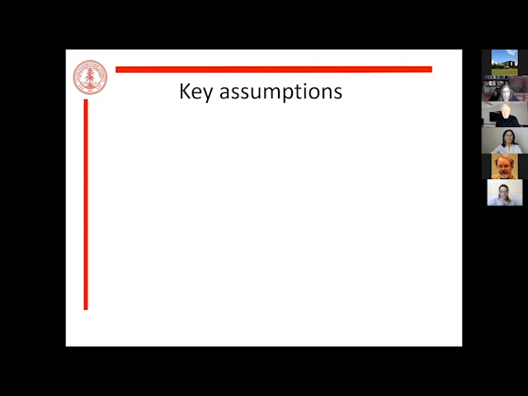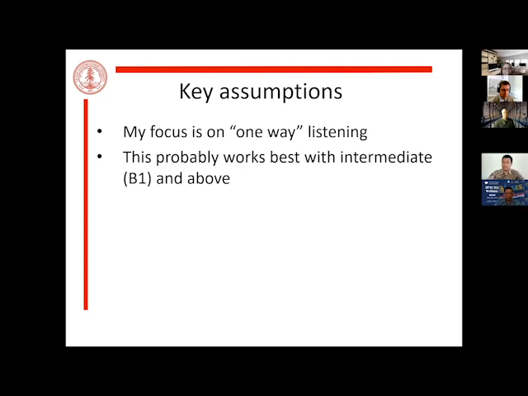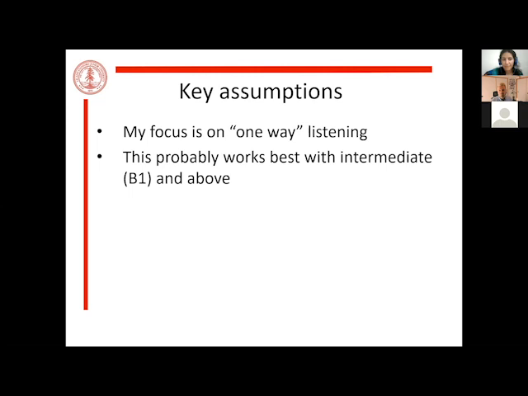So some key assumptions underlying the work I'm doing. I am focusing on one-way listening. Interactive listening is really important, but one-way listening where students are listening to a video or even an audio text, it's something they can do on their own. In my experience, and especially talking to others I've passed this idea on to, it seems to work best with intermediate and beyond. If you start this too early, then you can still do it, but you do need to have much more limited choices available for a lot of students, or they're likely to get in over their head, especially if they're trying to listen to authentic material.